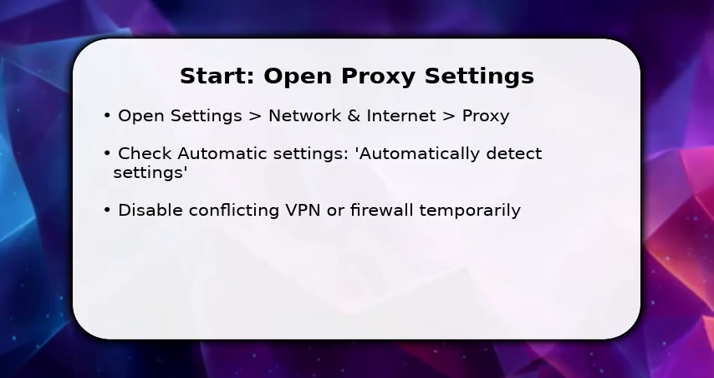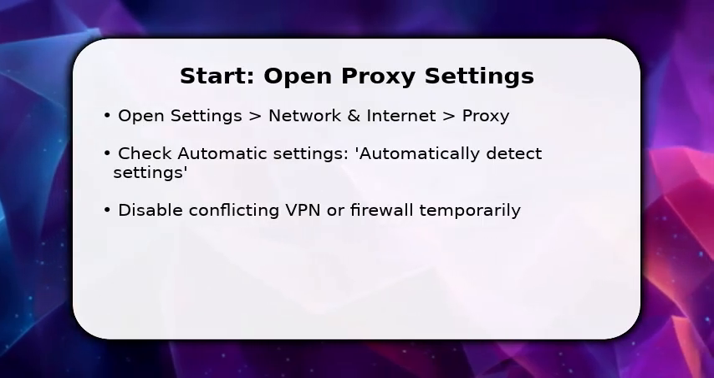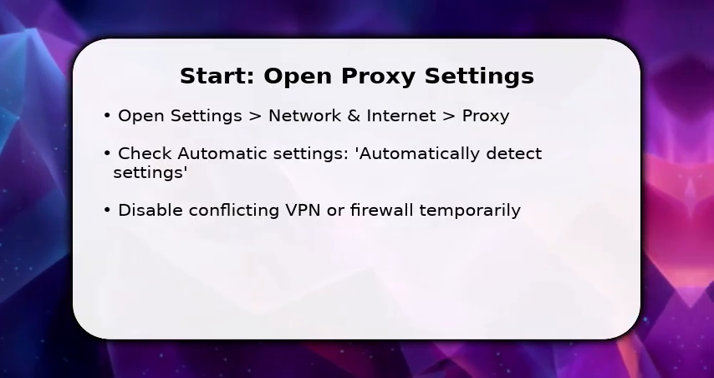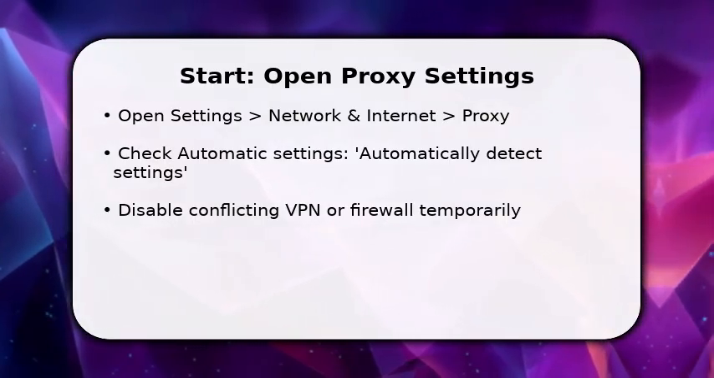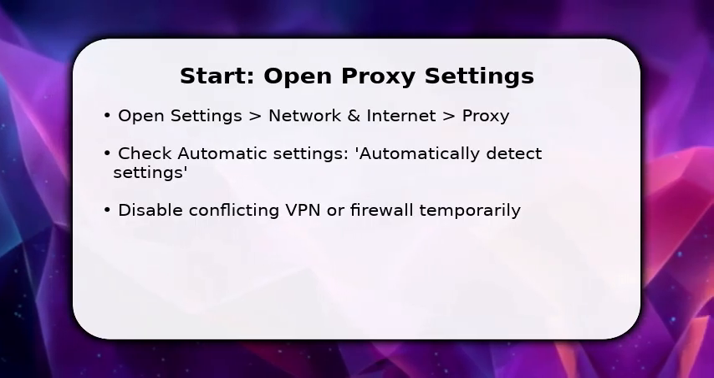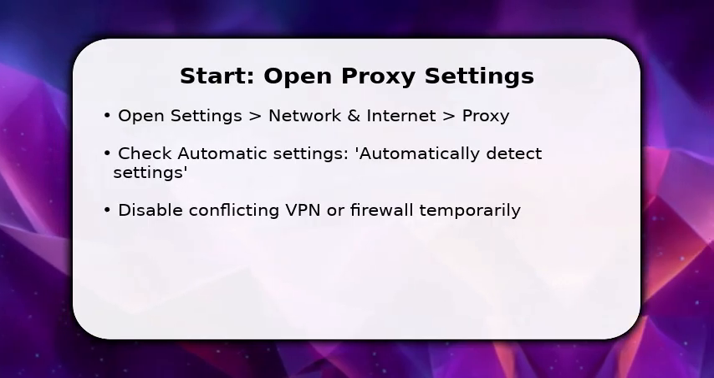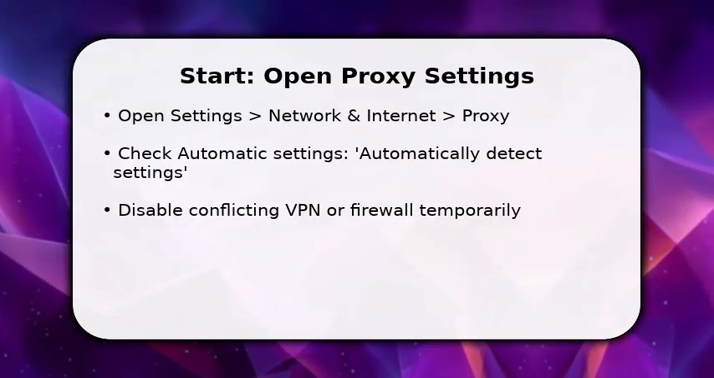You start by opening Settings and navigating to Network and Internet, then Proxy. Click to view both automatic and manual sections so you can compare values. This helps identify why traffic is failing. Once done, enable Automatically Detect Settings first to see if Windows fixes the route.